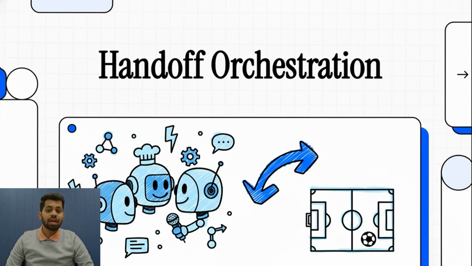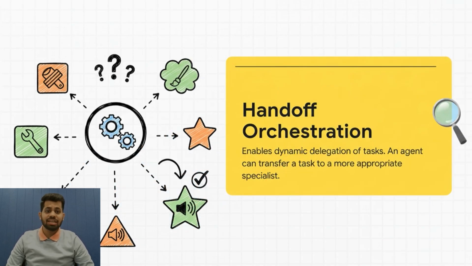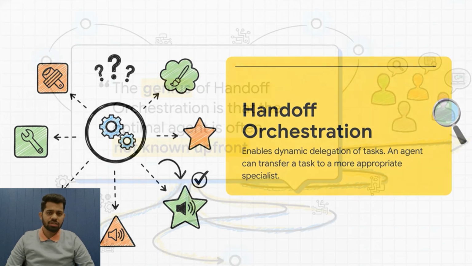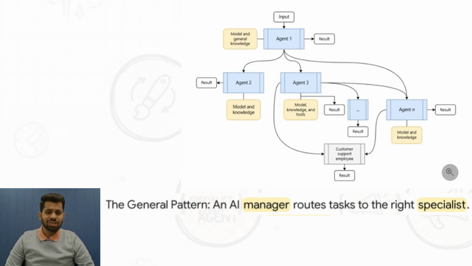Moving on to handoff workflows. This is all about dynamic delegation. In this pattern, an agent assesses the current task and decides if it can handle it or if it needs to transfer control to a more appropriate specialized agent based on the context. The genius of the handoff workflow is that the optimal path is often not known upfront. Task requirements only become clear during processing, which demands intelligent routing. Unlike concurrent workflows, here there is full control transfer from one agent to the next. The result is a single handoff chain leading to a single result.